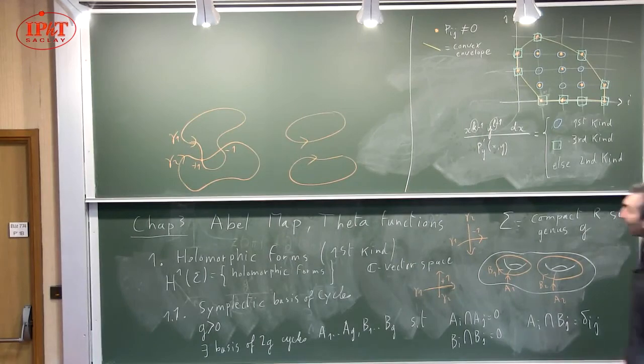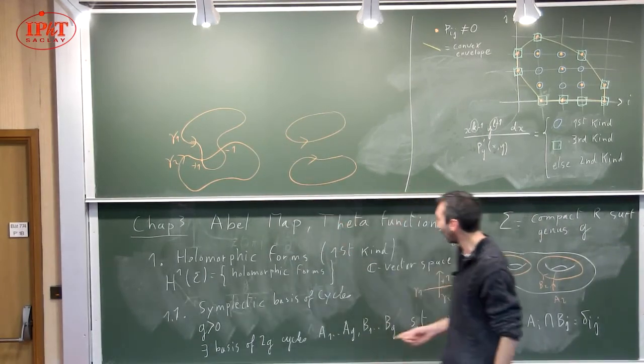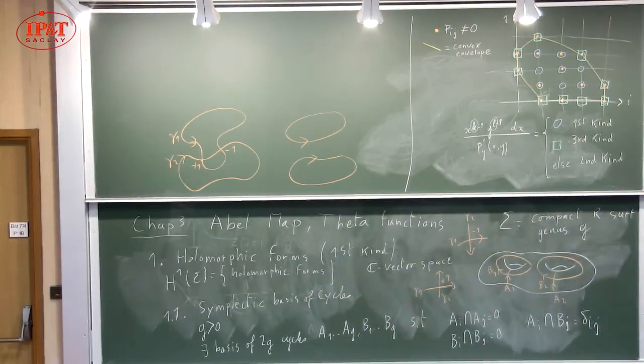Okay. So the total intersection is 0. The total intersection number is invariant under homotopic deformations. So it's well defined. It descends to the homotopy classes. It's well defined, and that's what we call a symplectic basis of cycles.